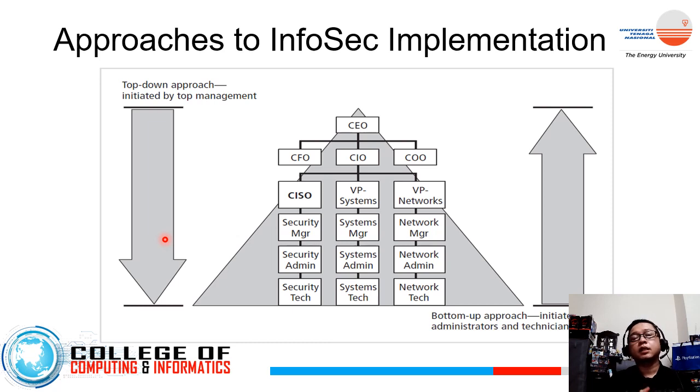Simply put, a top-down approach is where the implementation is initiated by the top management, while the bottom-up is initiated by the implementer, the admin, and the technician. So you have the top-down from the management, and also you have the bottom-up approach, from the technician up to the CEO. So which approach do you think is easier to be implemented and followed by the people?